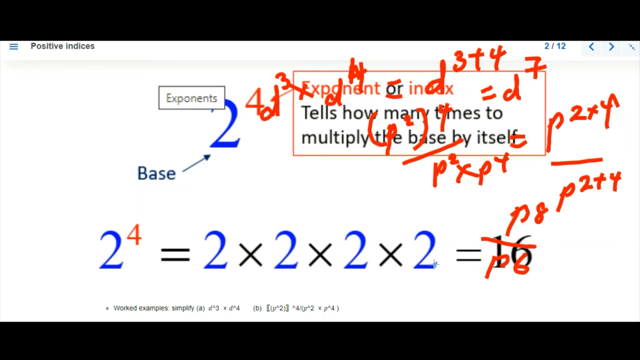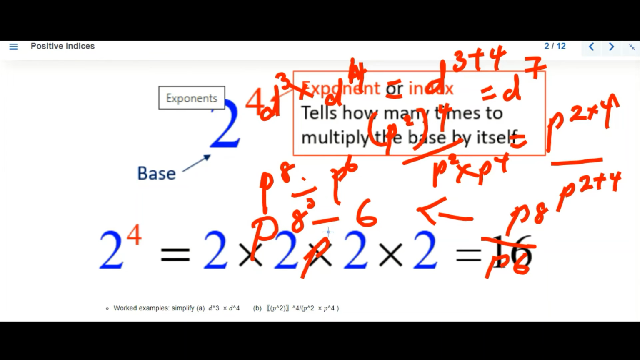Now remember, we have division. We can re-express this as p to the power 8 divided by p to the power 6. Since we have division, the sign will change to minus. We can have a base number of p to the power 8 minus 6. So 8 minus 6 is 2. So it's going to be p raised to power 2, and that is the answer to the solution we have there.